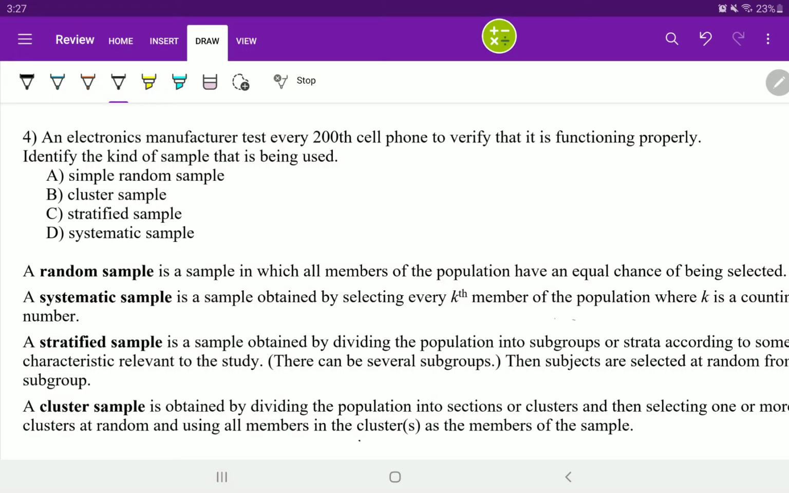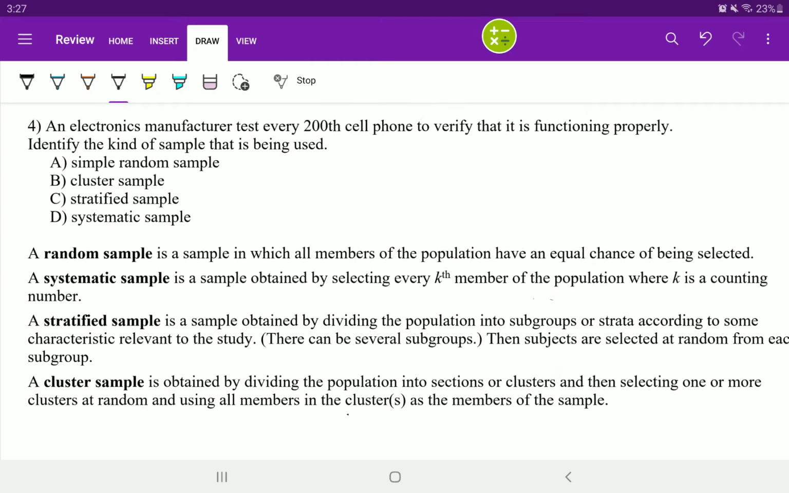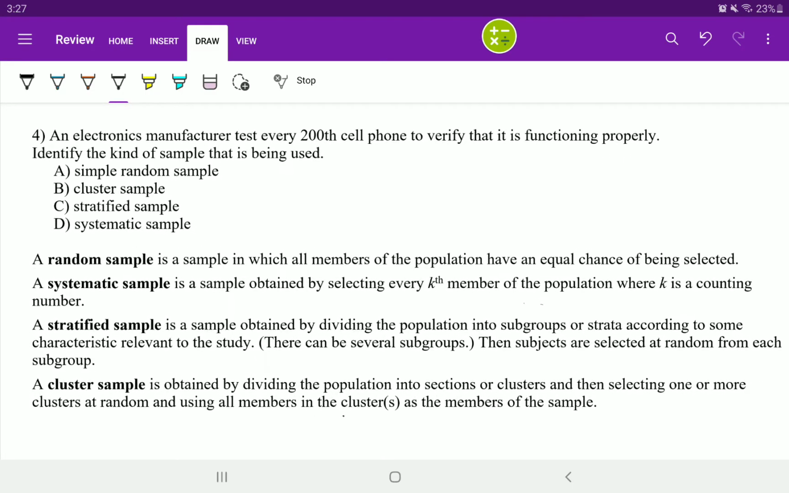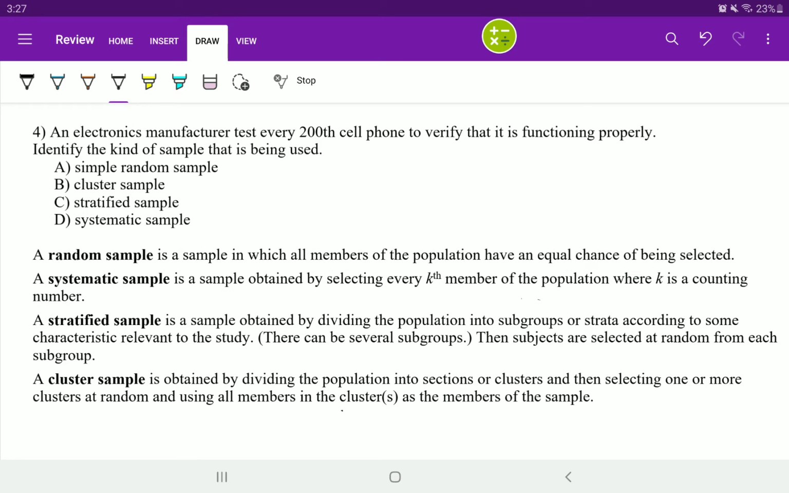Question number 4. And number 5 after this question. Let's zoom out a little bit. All right. It says, an electronics manufacturer tests every 200th cell phone and verifies that it is functioning properly. Identify what kind of sampling is being used.